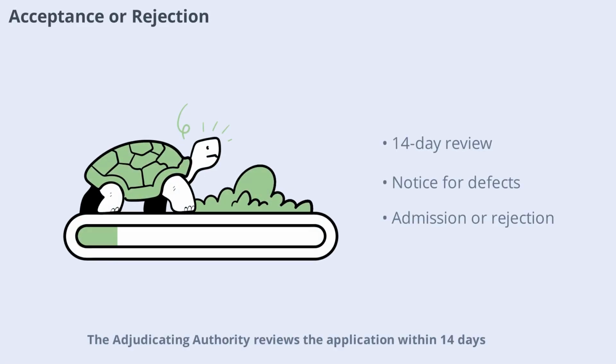Adjudicating authority reviews the application within 14 days, checking for completeness, existence of default, and absence of disciplinary proceedings against the proposed IRP. If satisfied, the application is admitted. Otherwise, it is rejected with notice to rectify defects within 7 days. This process ensures that only valid and complete applications proceed to CIRP.